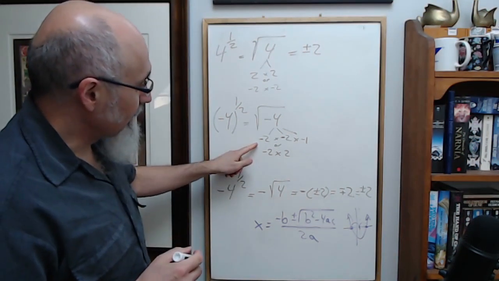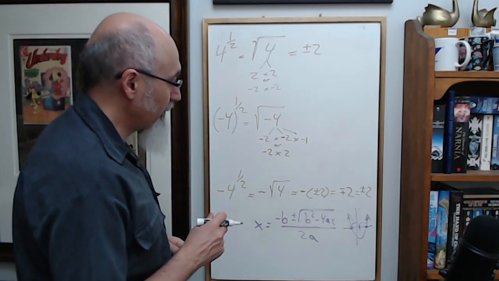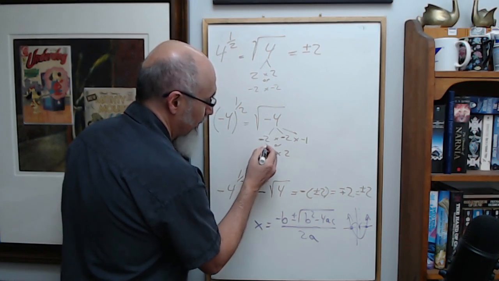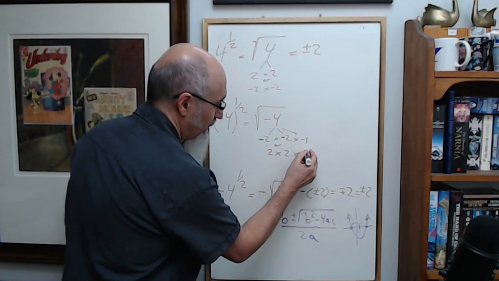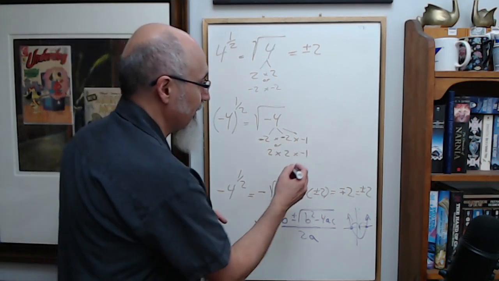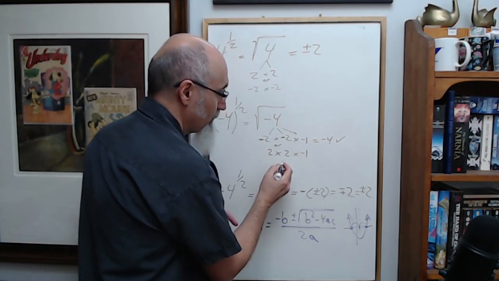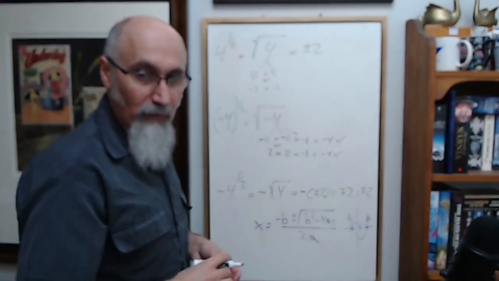Now take a look at this. Here's three numbers that multiply to give you negative 4. Here's three more numbers that can multiply to give you negative 4. Instead of having a negative 2 here, get rid of the negative 2 and go times negative 1. So negative 2 times negative 2 is 4, times negative 1 is negative 4. This works out. 2 times 2 is 4, times negative 1 is negative 4. So this works out as well.